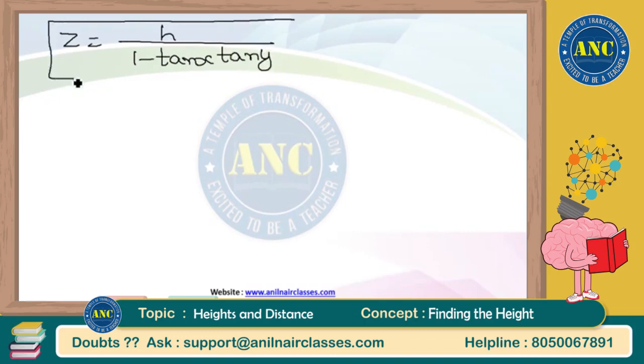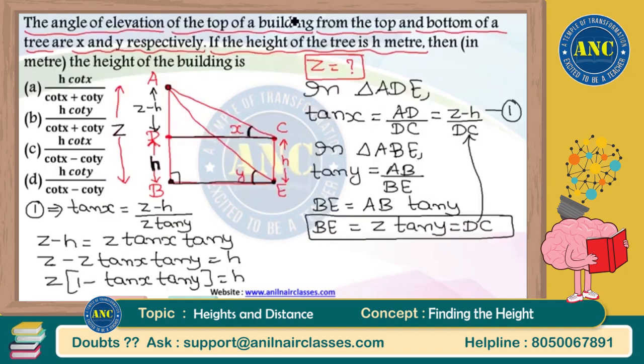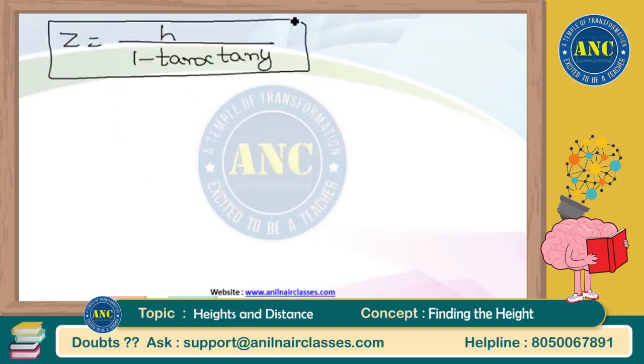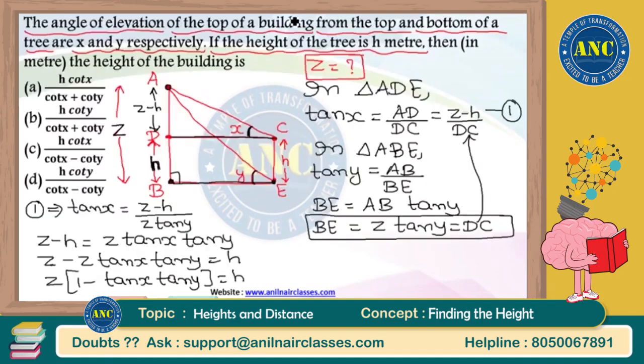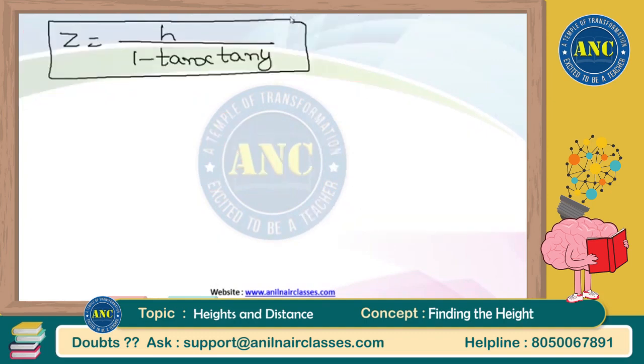But this should be the answer for your question. But think a little logically. H divided by 1 minus tan x tan Y is not at all there in the answer options. All the answer options are expressed in terms of cot. So you should also make it a habit to express everything in terms of cot. Then only you will arrive at the answer.